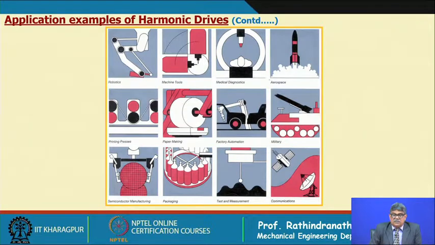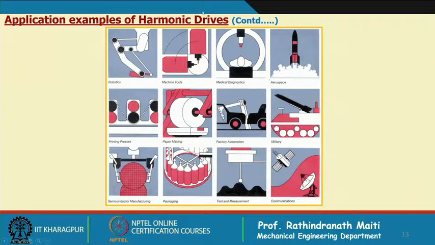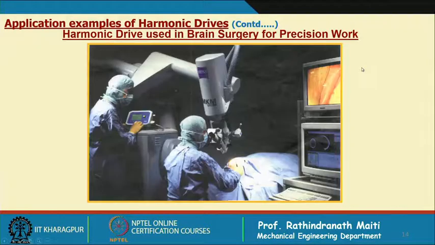Then it is used in factory automation, and for military purposes, also for radar control and other operations. Then semiconductor manufacturing for very small rotation, the packing industry, test and measurements, and communication also use it, and there are many other applications of such harmonic drives. But we should keep in mind that as the teeth are very small, it cannot be used for very high torque transmission. It is for medium torque transmission, but it gives a very good operational feature at slow speeds.